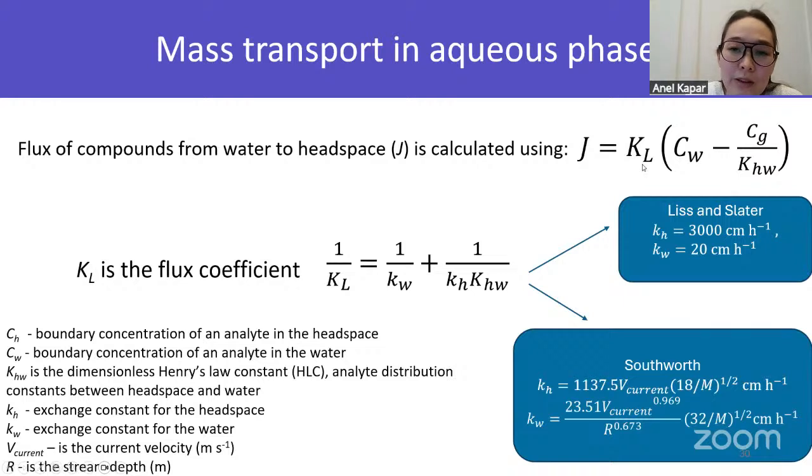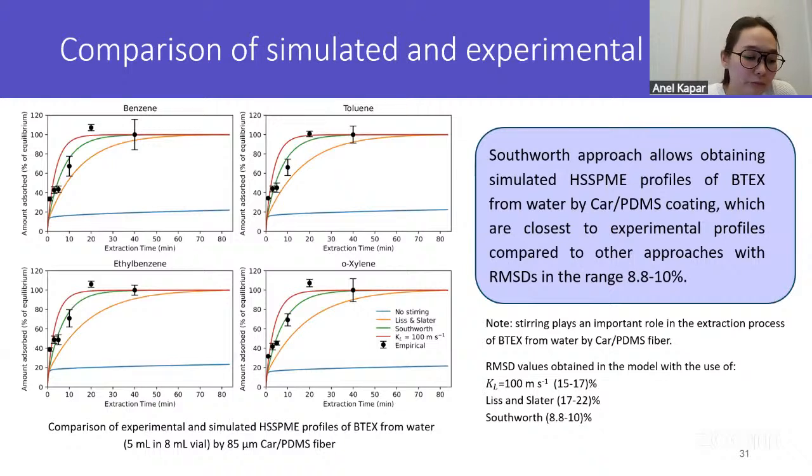Mass transport, when agitation is present, can be described using flux of compounds, where exchange constants were estimated using 2 approaches in the model, Liston-Slater and Southworth. And as a result, simulated profiles without stirring differ significantly from experimentally obtained profiles because of slow diffusion in water. And it means that stirring plays an important role in the extraction of BTX from water.